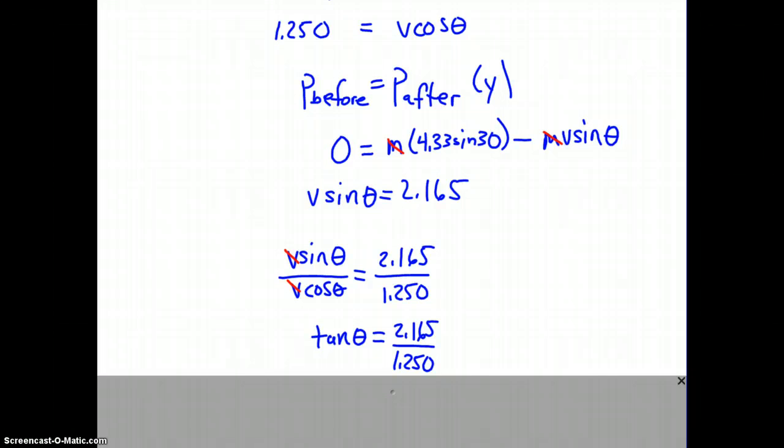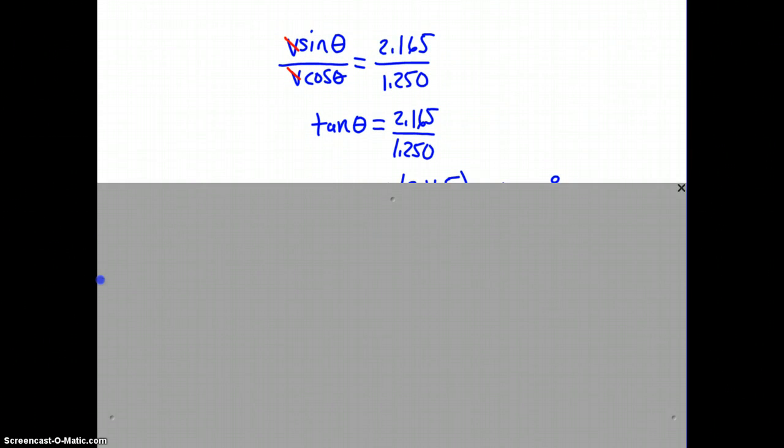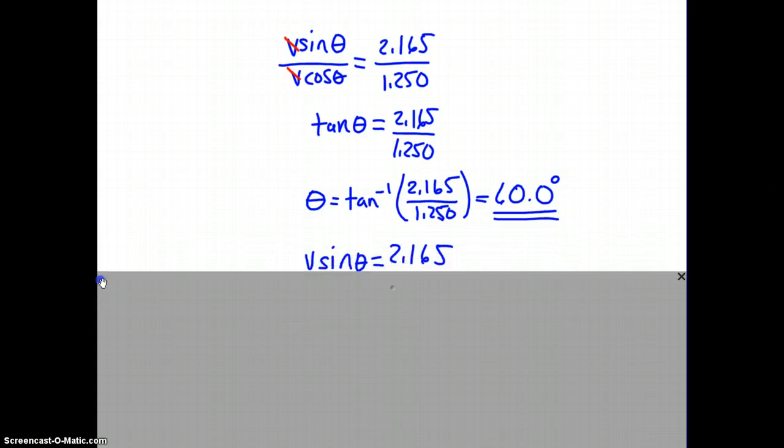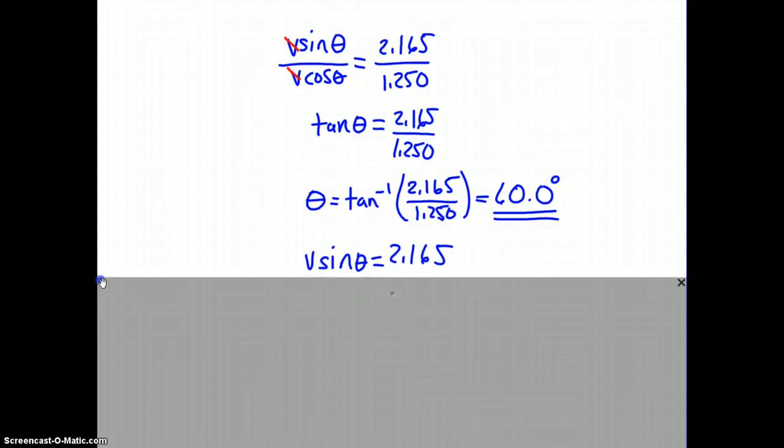So tan theta would be 2.165 divided by 1.250. Theta itself would be the inverse tangent of that division. And by taking the inverse tangent, we get 60.0 degrees. Now that we know our angle, we can go ahead and use that angle subbed back into one of the previous equations. I chose the sine equation, the vertical equation. It did not matter which one we used. We should get the same answer either way.